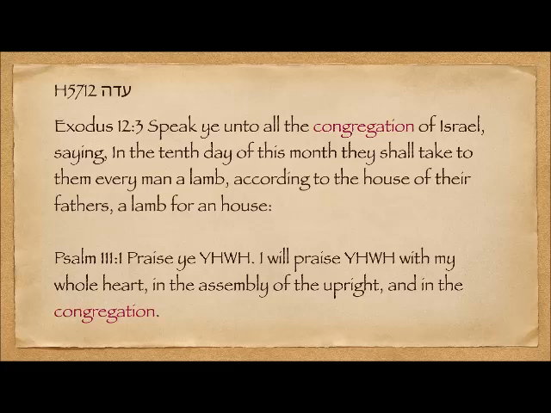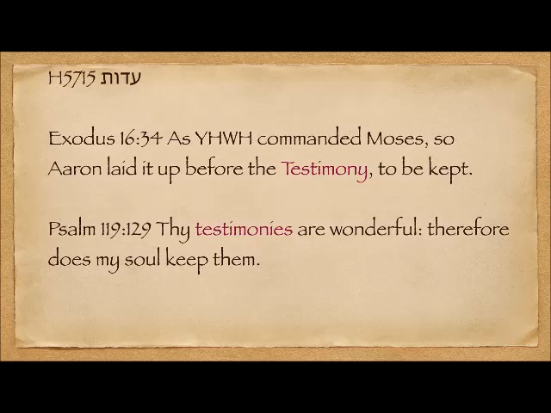In Psalm 111, verse 1, praise ye Jehovah. I will praise Jehovah with my whole heart in the assembly of the upright and in the congregation, in the place which provides the witness. A related word, edut, means a testimony. Exodus 16:34. As Jehovah commanded Moses, so Aaron laid it up before the testimony to be kept.